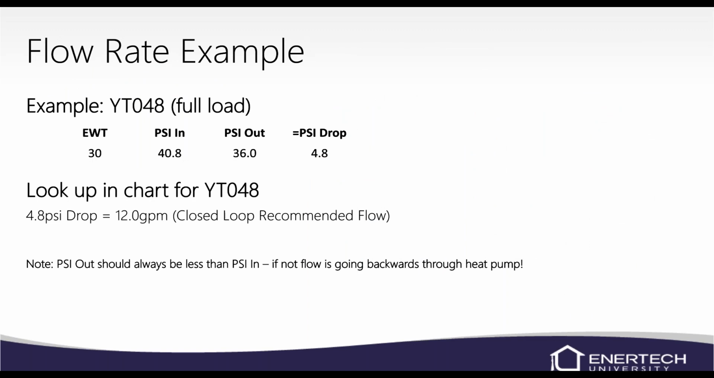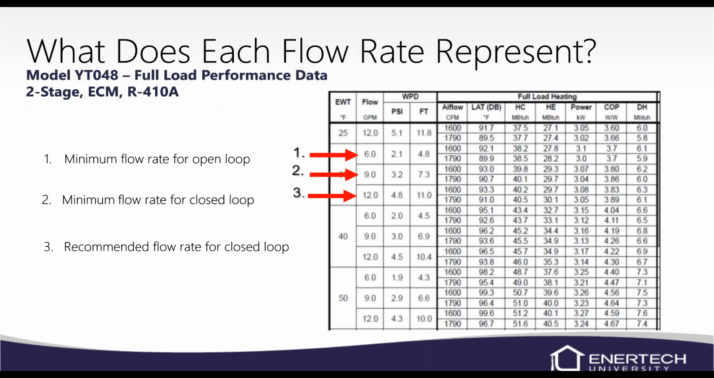So here we've got a YTO48. We had a pressure in of 40.8 and a pressure out of 36. We just do the math on that, and it gives us a 4.8 pound pressure drop. If we look at that chart in the IOM, we look at the PSI pressure drop for 30 degree entering water. We go to 4.8, and that tells us that we are moving 12 GPM.